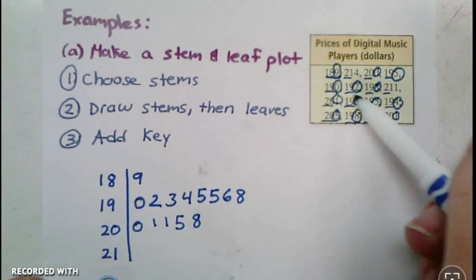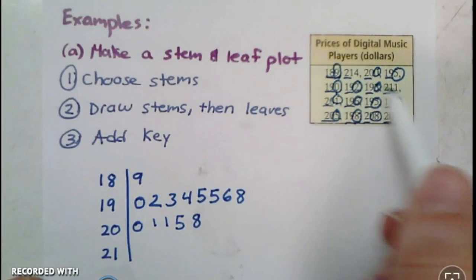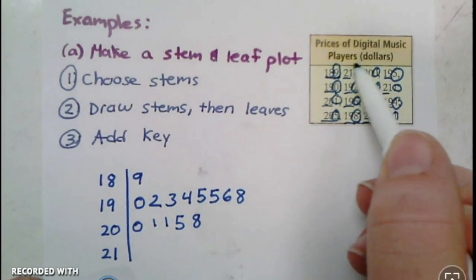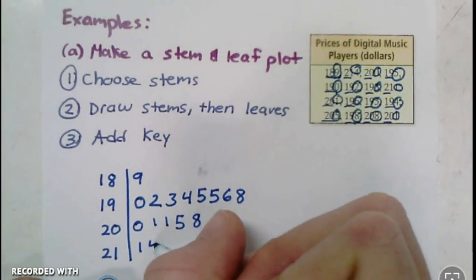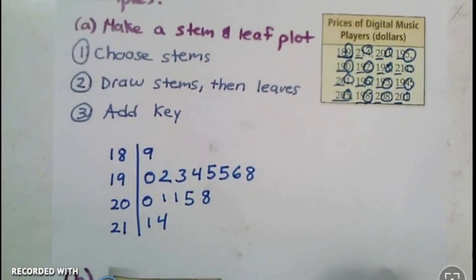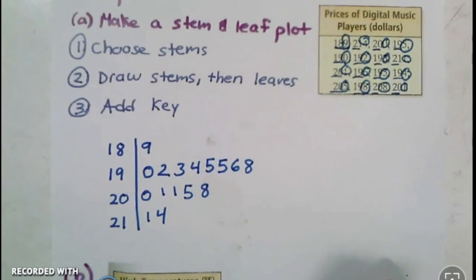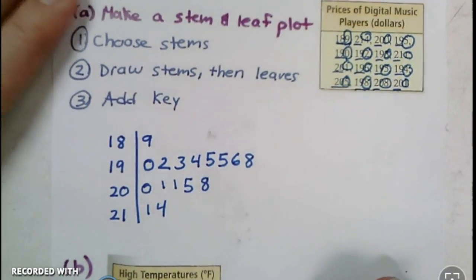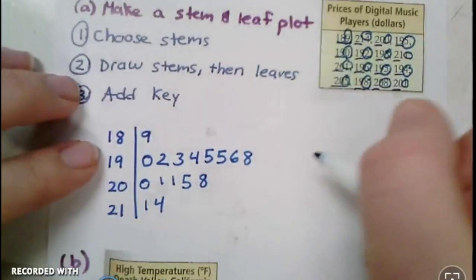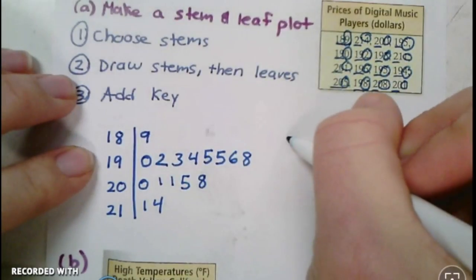And now I go to the ones with the 21. There's only 2 of those. There's one that ends in a 1 and one that ends in a 4. Okay, so now I've drawn my stems and my leaves. My last step is I need to add a key. And I do that by just picking one and I just show it.